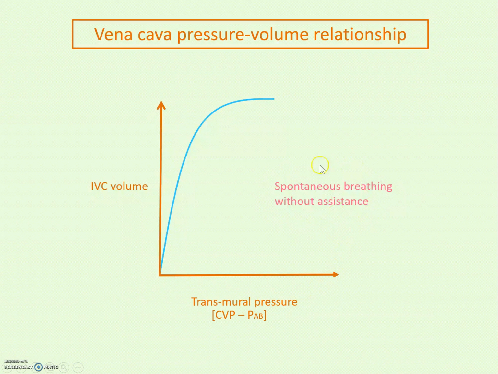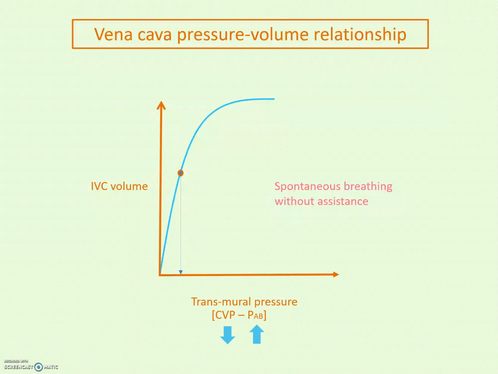So the entirety of this lecture is based around patients who are breathing spontaneously without any sort of assistance. No PEEP, no BiPAP, no CPAP, nothing, just breathing by themselves. And so if you start off at a relatively low transmural pressure, so a low central venous pressure or a large intra-abdominal pressure, but for the most part, a low central venous pressure, and you take a breath in, the central venous pressure or right atrial pressure falls instantly, and it falls because it's exposed to the intrathoracic pressure.